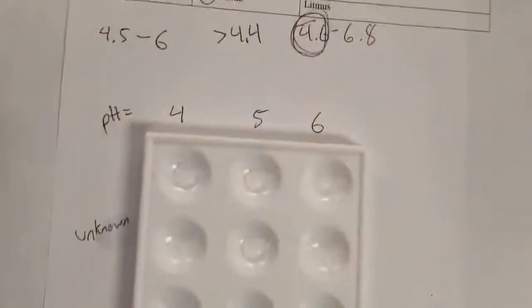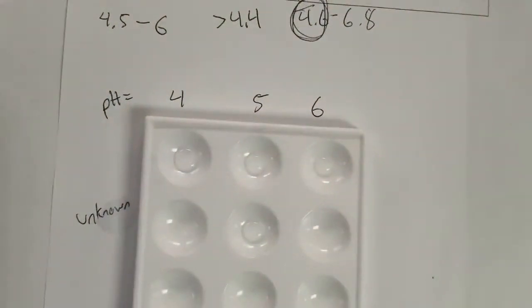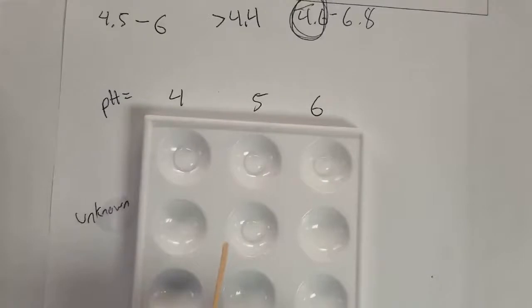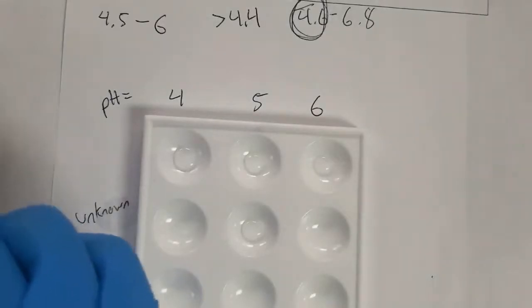So let's compare these on the basis of comparison and check out their color. So what I have here are known solutions of pH 4, 5, and 6, and then our unknown. And so I'm going to put alizarin red in each one of these, and we'll see which one of our unknown looks most like our knowns, and from there we can figure out the pH.